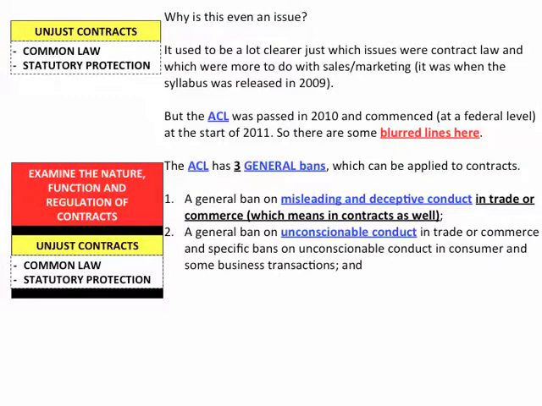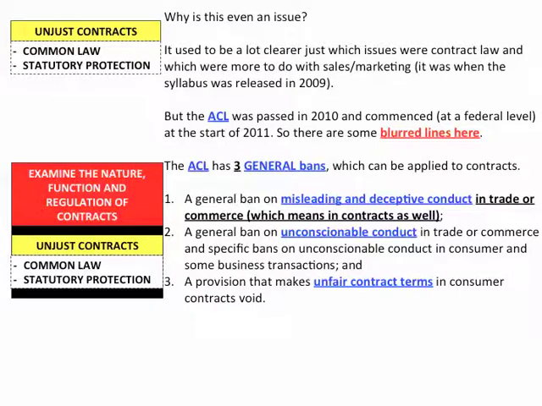Another ban is about unconscionable conduct. And of course, people taking advantage of other people and getting them to sign a contract that is really unfair, that is really unjust. That's unconscionable. So say it's a pensioner or someone like that. It's unconscionable. It's wrong. It's a real horrible thing to do. And the third general ban is about unfair contract terms. So the actual terms themselves.